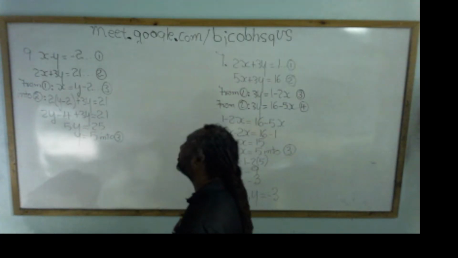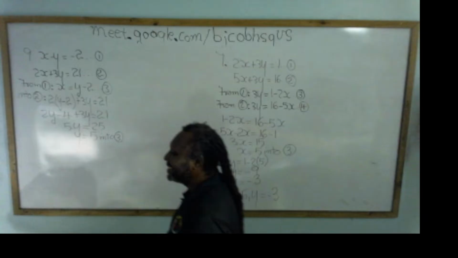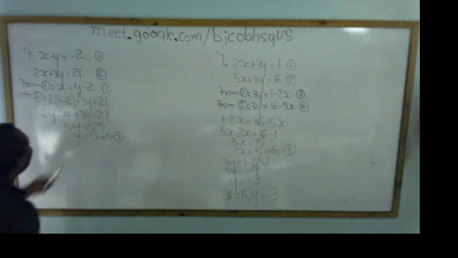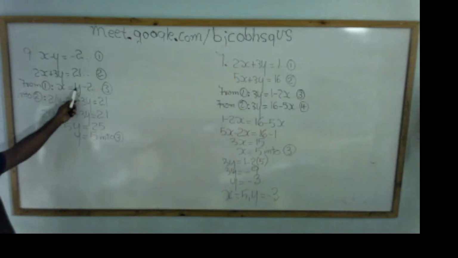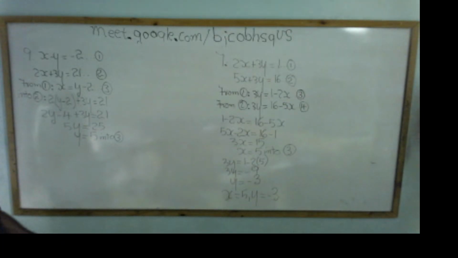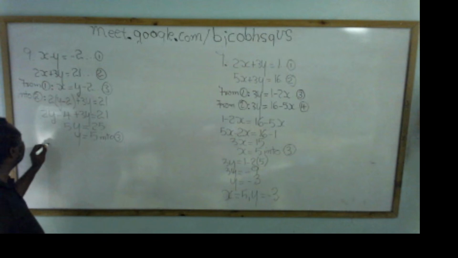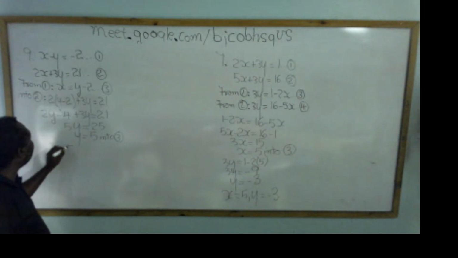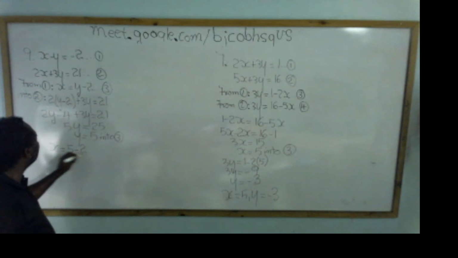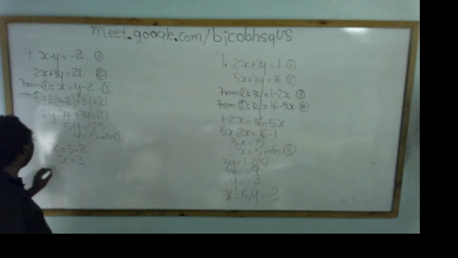You're supposed to love this one. Because y is equal to 5, just put a 5 here. If you put a 5 here, just 5 minus 2, that's 3. So x is equal to 5 minus 2, so x is equal to 3. So we may finish up by declaring that x is equal to 3, y is equal to 5.